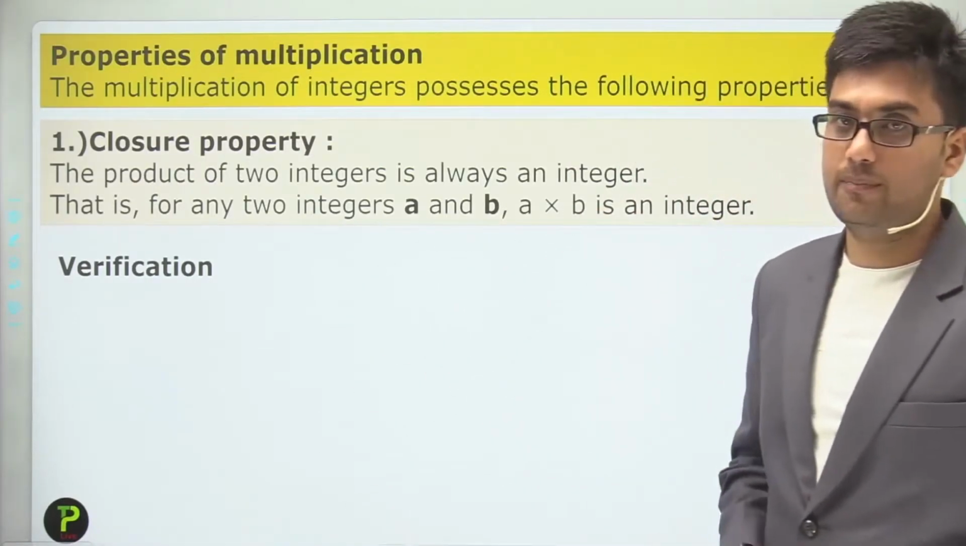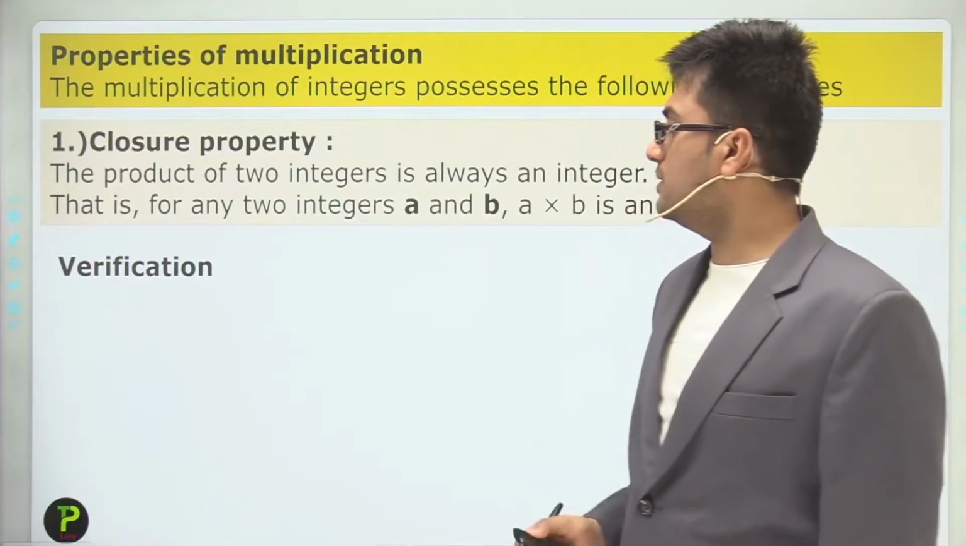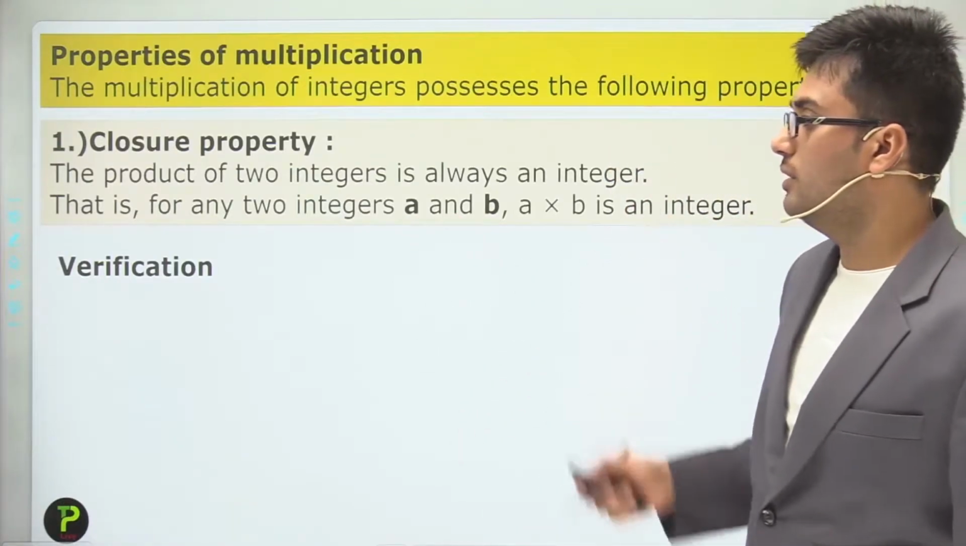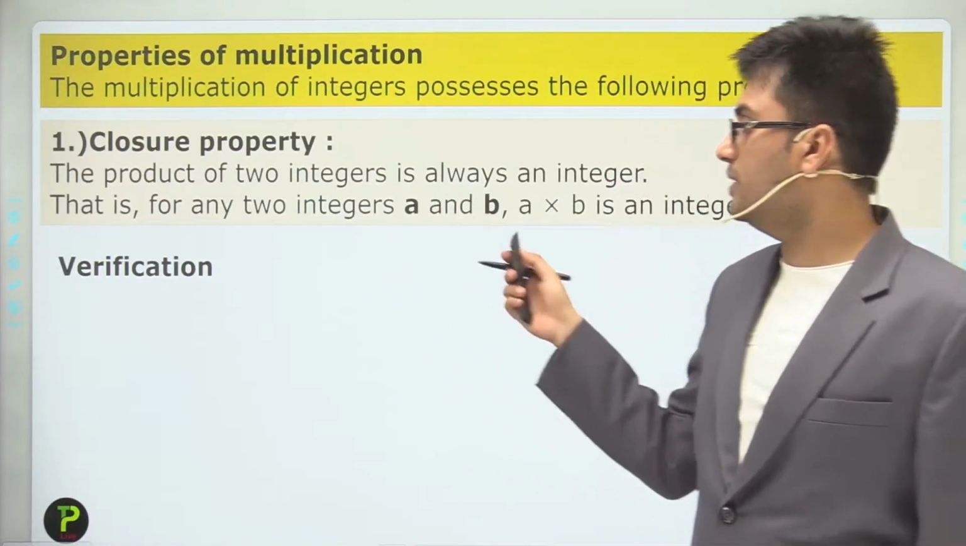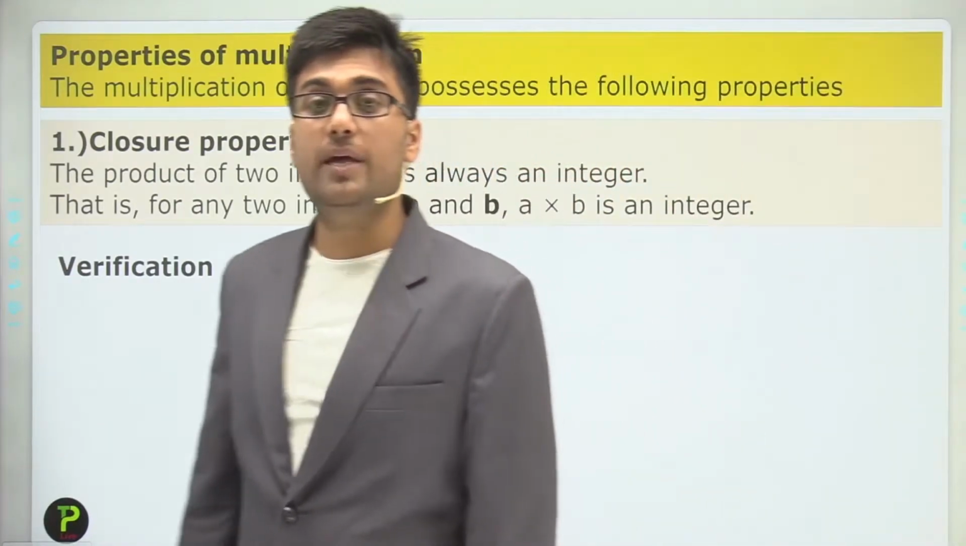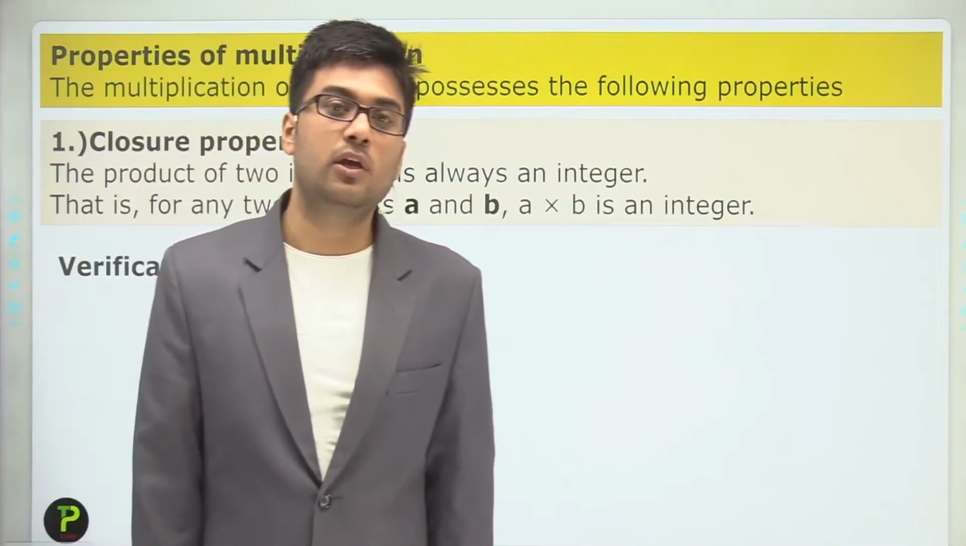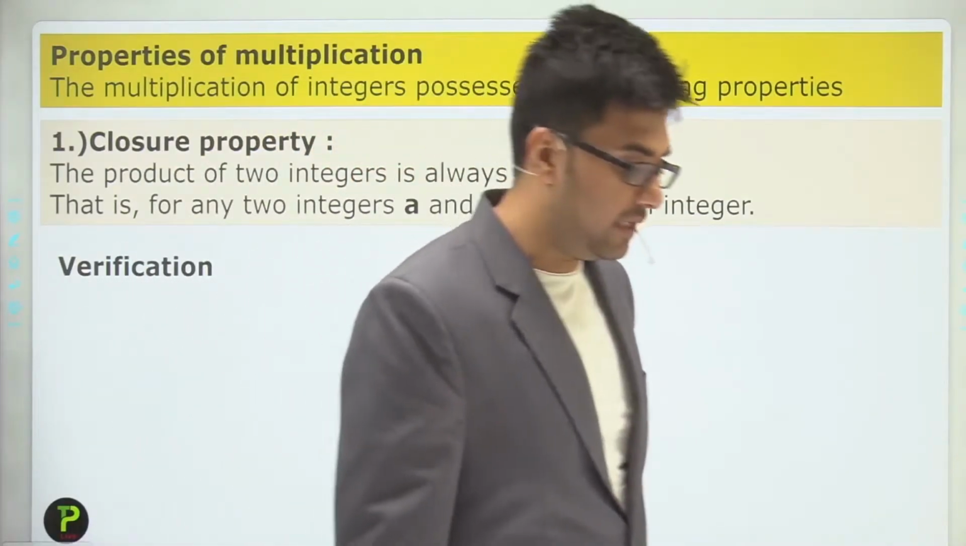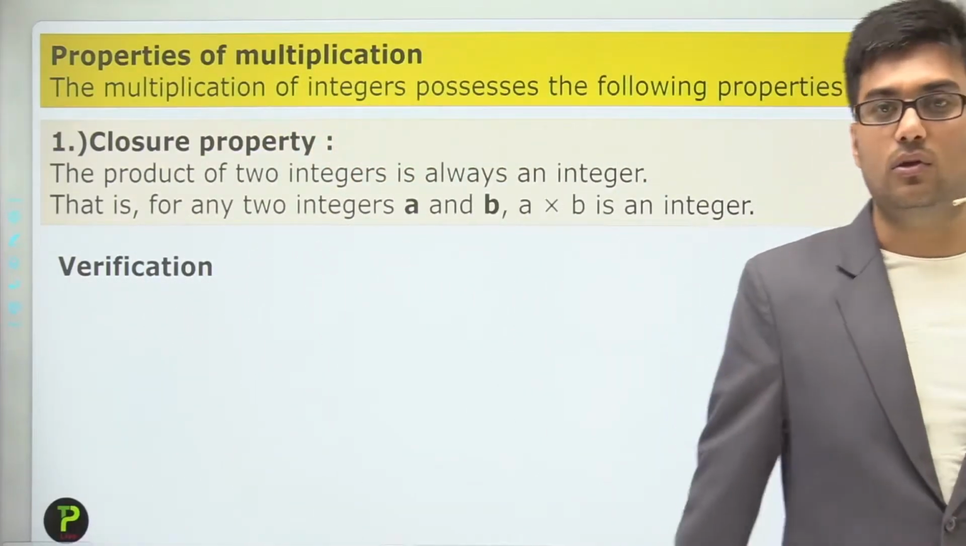Now let's discuss the properties of multiplication, and the first property is the closure property. The product of two integers is always an integer. That is, for any two integers a and b, a multiplied by b is an integer. So we can say that multiplication of integers is closure.